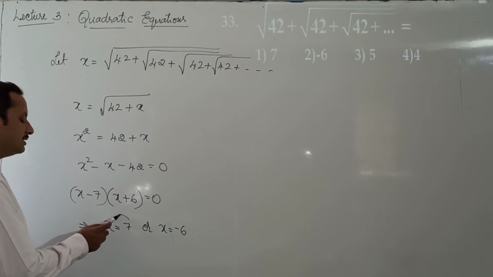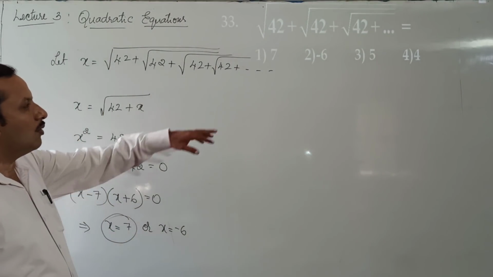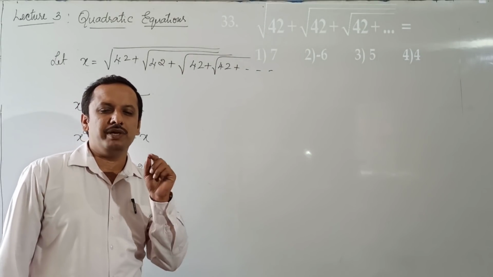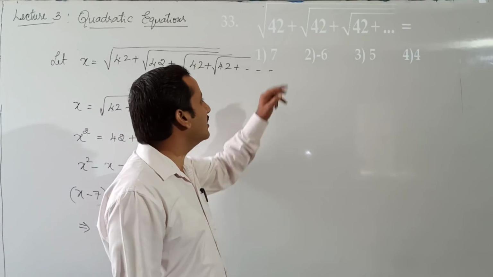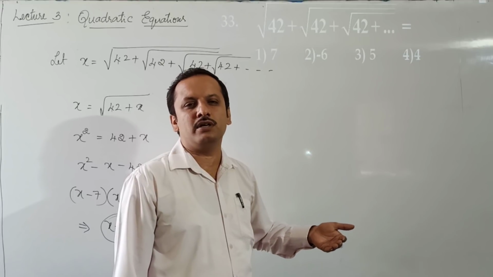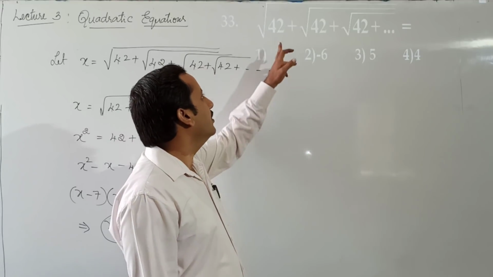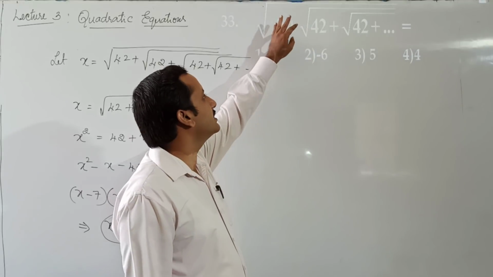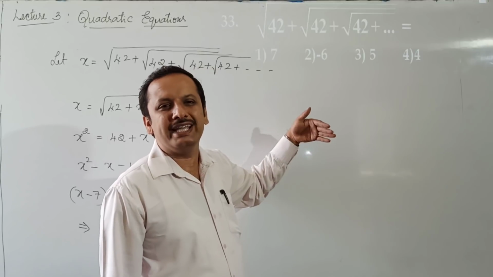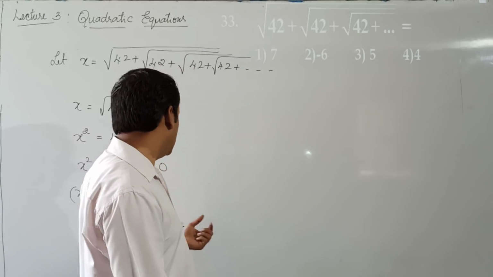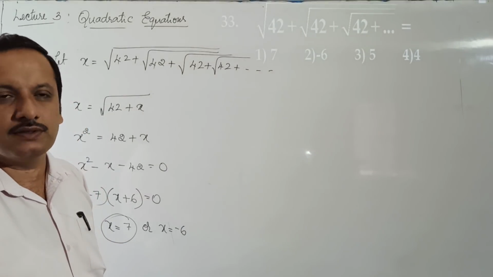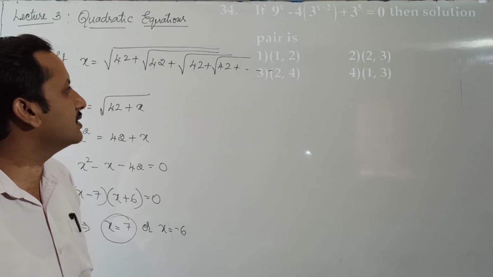We must write 7, because what you are finding here, root of 42 plus root of 42 plus root of 42, etc., it must be a positive number. Cannot be negative. Root of 42. So as you know, root of 36 is 6 and root of 49 is 7. Root of 42 plus something. So this itself, if you have only root 42, then that will give you 6 point something. So it cannot be negative, right? It has to be positive only. So x must be equal to 7 and not minus 6. So first option is the right answer.